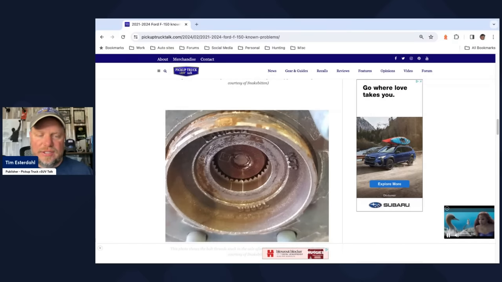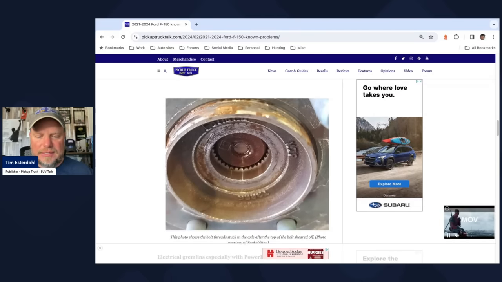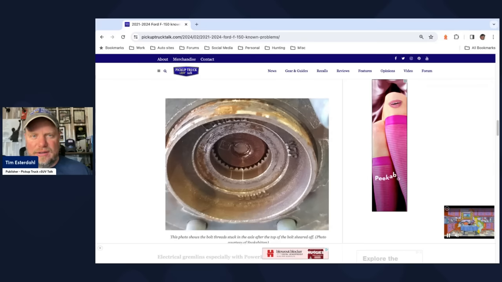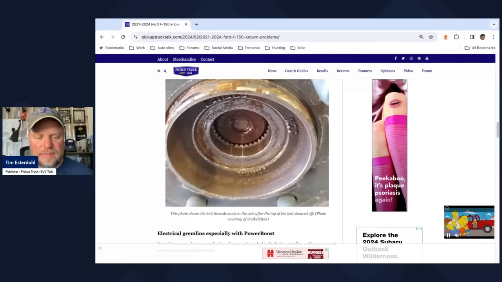So he had his dealership replace this. Other people have a dealership replace it. Just kind of a scary thing if you don't notice it, and something that you have to keep an eye on, which is kind of hard to see sometimes with the way the wheels and things are set up.